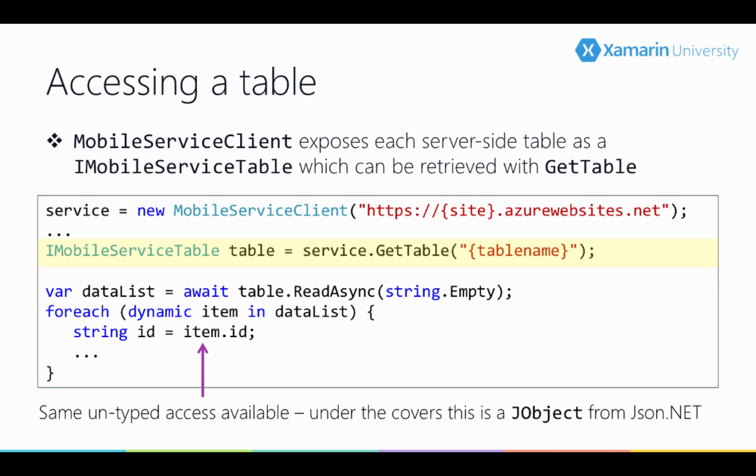So here, for example, we're retrieving all the records with a built-in method named ReadAsync, walking through all the returned records and accessing an ID property on each one. So notice, just like before, we're using the dynamic keyword to get the ID value. And this type being used here is a JObject, which represents a JSON data blob.